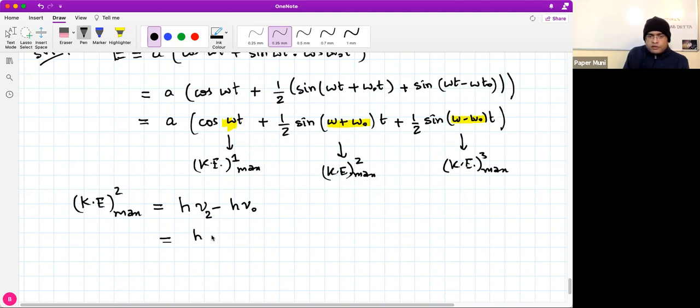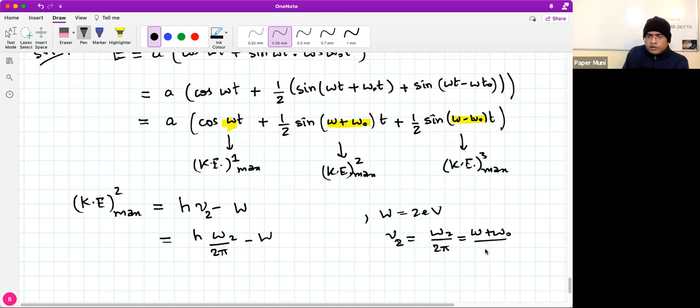We already know what to write here. So this is omega 2 by 2 pi, minus h nu naught, and h nu naught is already known. Let's write it as omega w. Now W is given to be 2 eV. And nu 2 corresponds to omega 2 by 2 pi, which is given to be 5. Now in this case, omega plus omega naught, by 2 pi.